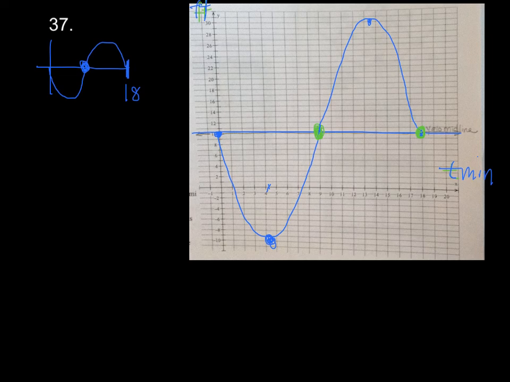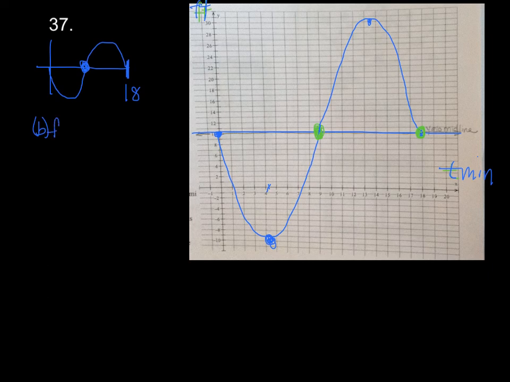Okay, so part A says graph one full cycle of the wave with time in minutes on the x-axis and the water height in feet on the y-axis. All right, so we did that. All right, now let's look at part B. Part B says to write a sine function, so we want to write an equation. So if we look at part B, let's just write that.